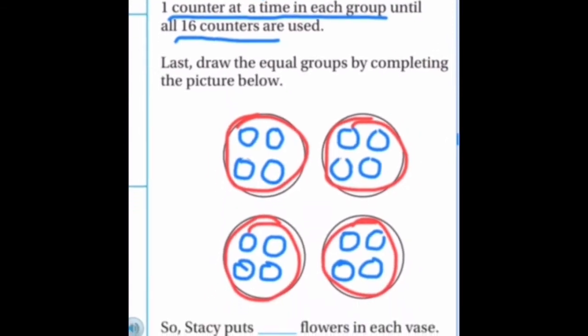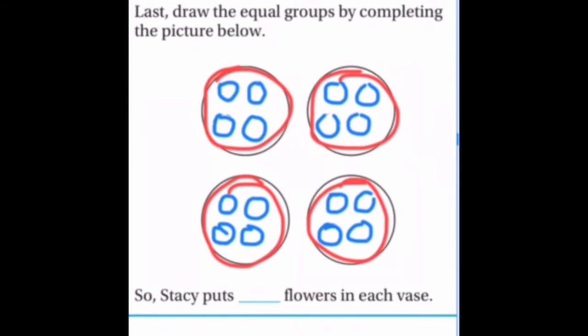Alright? So, Stacy puts blank flowers in each vase. So we just need to look at one of those vases.